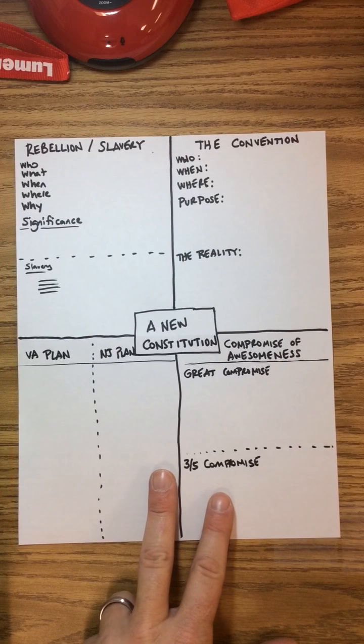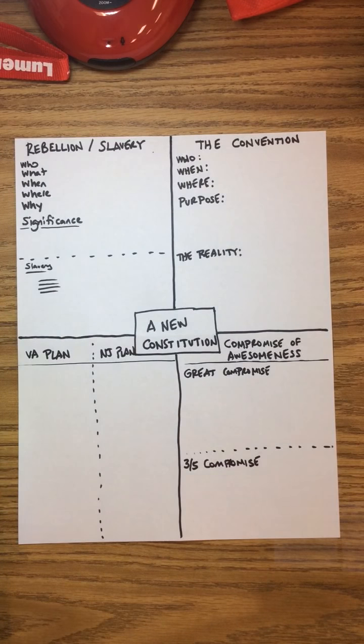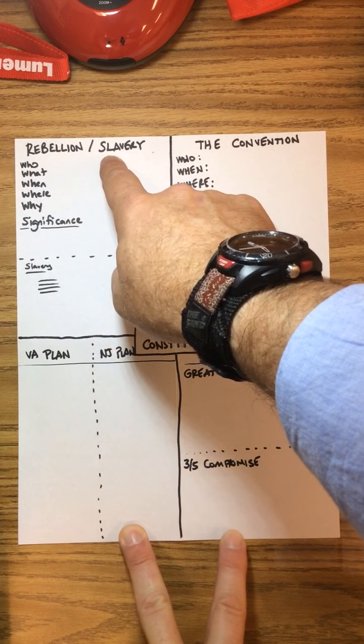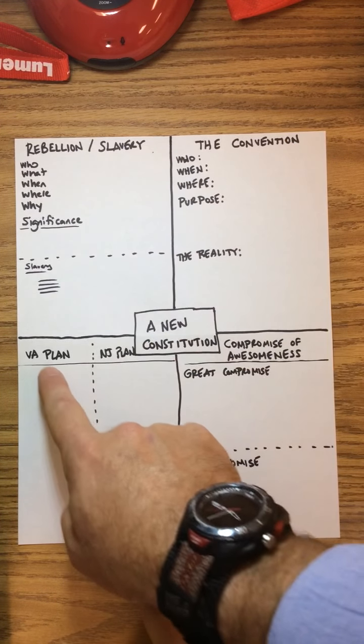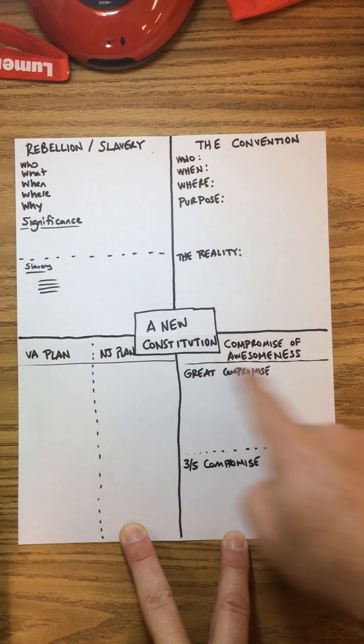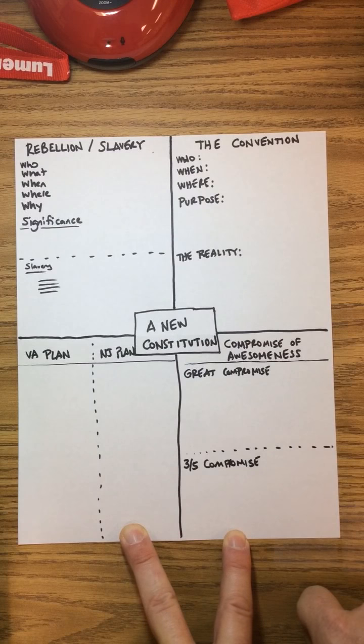Okay, and what did they write down? Okay, they wrote down, sectioned it off as rebellion and slavery, the convention, the Virginia Plan versus the New Jersey Plan, and the Compromise of Awesomeness.